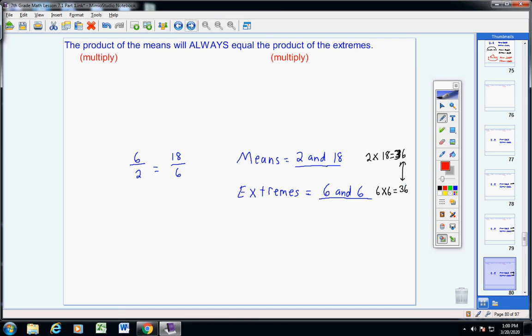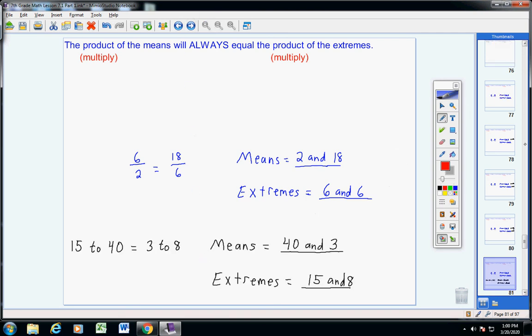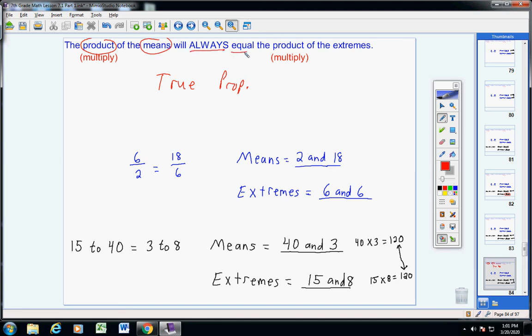Let's look at the other example I gave you earlier in your notes. Here's your means, 40 and 3. When you multiply them together, you get 120. Now here's your extremes. When you multiply those together, look what you get: 120. Same number. Got it? So if you have a true proportion, then the product of the means will always equal the product of the extremes.